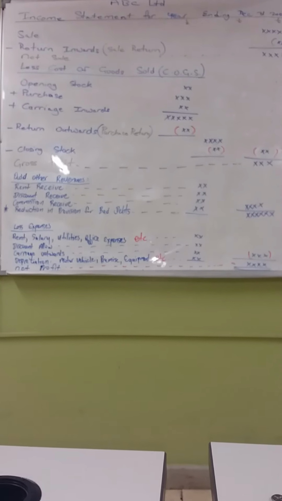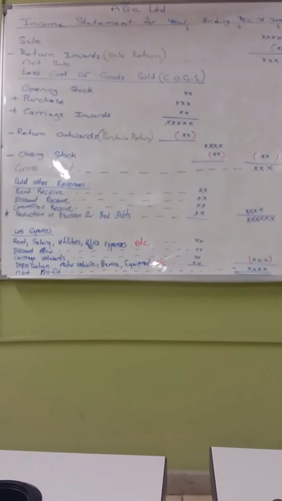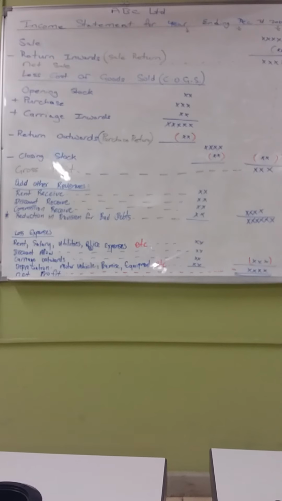Now what you do, you subtract your closing stock figure from the figure which is known as your cost of goods available.